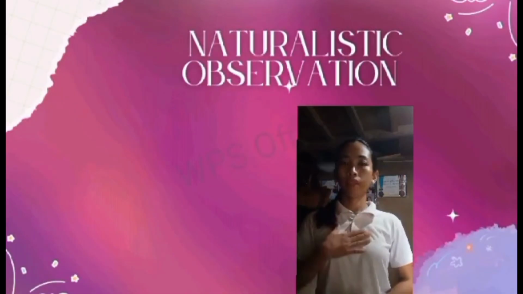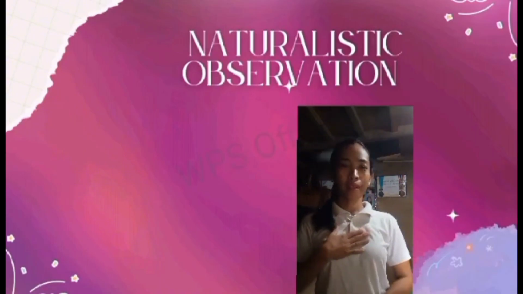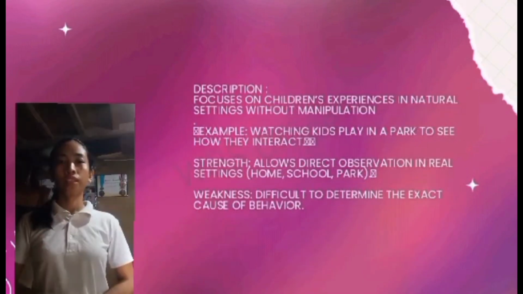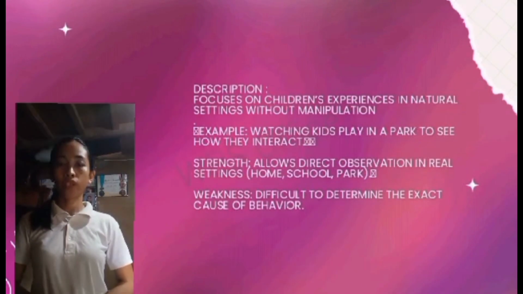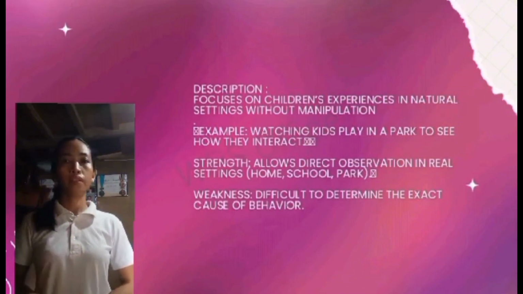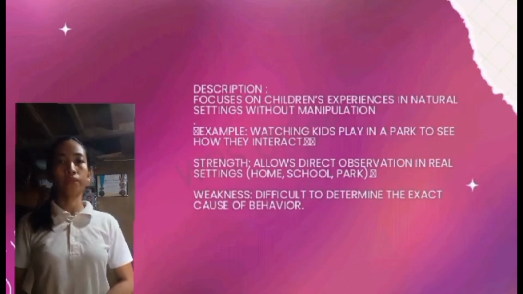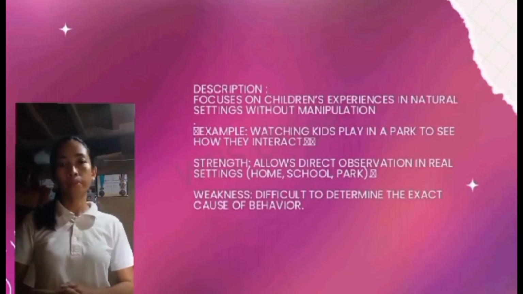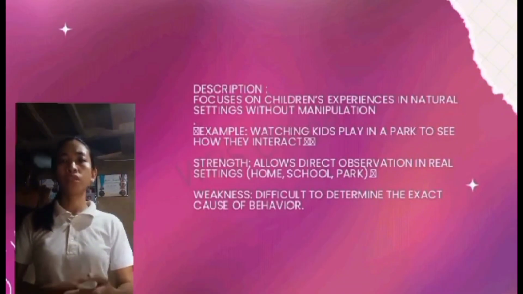So now I am the next reporting. I am Chesanel M. Nupias. So the naturalistic observation is a research design that focuses on children's experience in natural settings, and it does not involve any intention or manipulation. Example, watching kids play in a park to see how they interact.